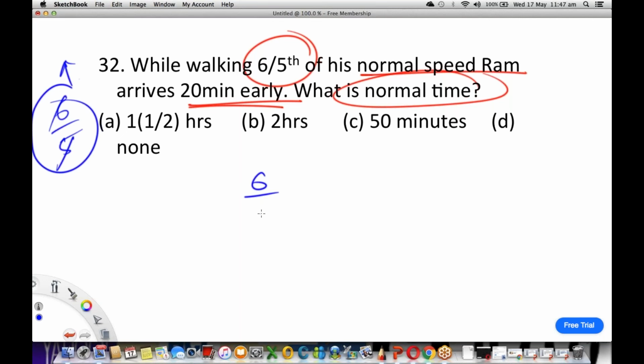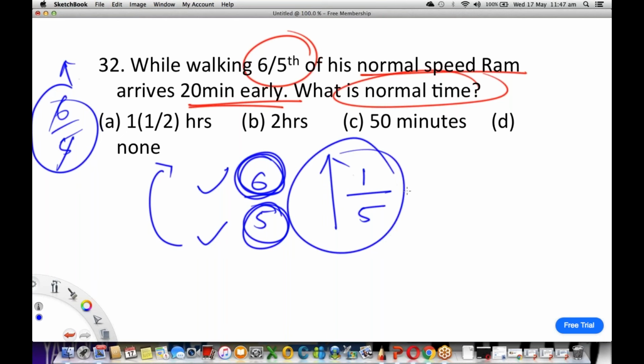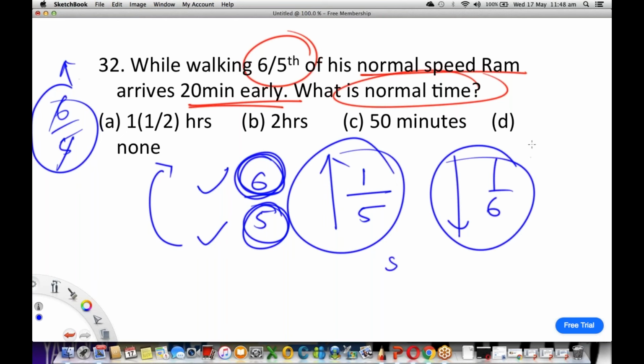So 6 by 5 of the speed means the base value is 5. That means usually we go with a speed of 5. Now he is going with a speed of 6. That means on top of 5 there is an increment of 1, because 6 by 5 indicates 5 is the usual and now it is 6. What is 1 by 5 increase in the speed? It will result in a 1 by 6 decrease in time.